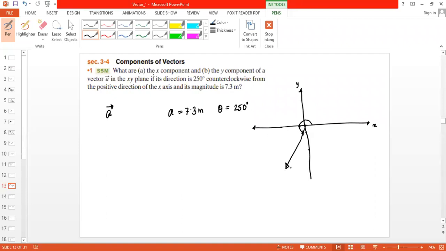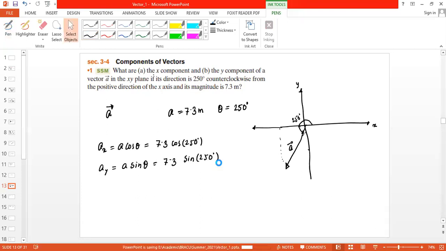Is it clear? So x component of the vector is the projection of A on the x-axis. And my theta is 250 degree. So x component is Ax, that is equal to A cosine theta. So it should be 7.3 into cosine of 250 degree. And Ay, that is the y component, that should be A sine theta. A is 7.3 sine 250 degree. Is this clear, guys? Did you get it? Yes, sir.